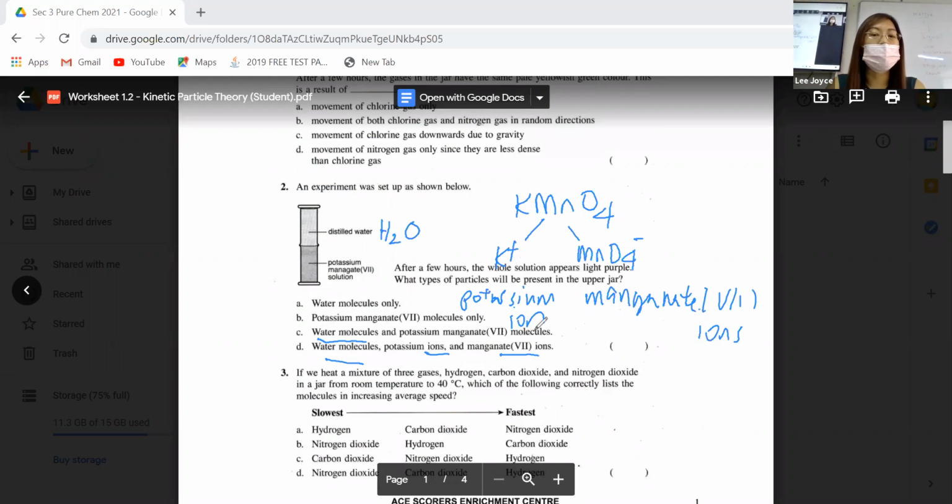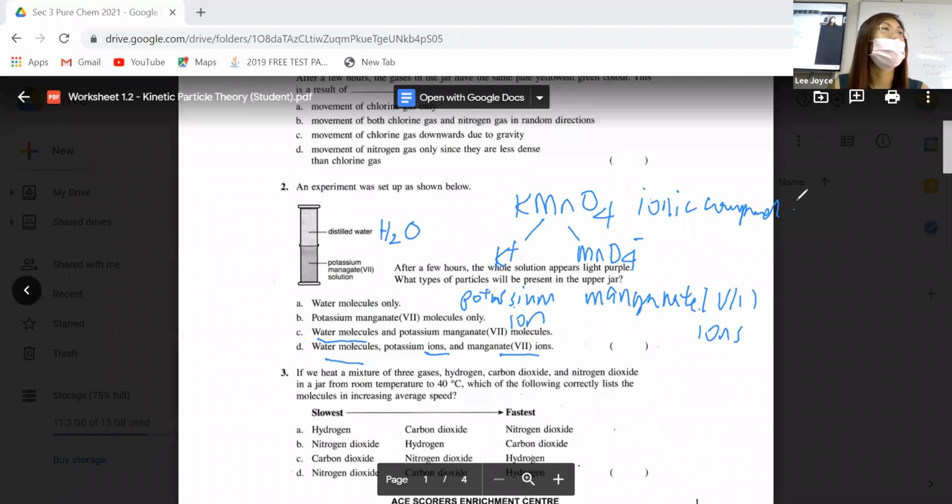Now, why is it that the potassium manganate compound or the solution cannot exist as molecules? Because this is an ionic compound, right? Being an ionic compound, when it dissolves in water, it will turn into ions. That means it will dissociate into ions, right?